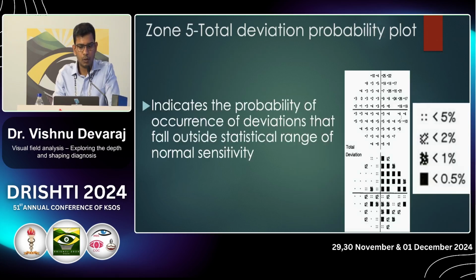Now total deviation probability indicates the probability of the occurrence of deviations that fall outside the statistical range of the normal sensitivity. In other words, it is shown in p values less than 5%, 2%, which means the probability of finding a defect, for example less than 2%, means that in a normal patient this would not be present for at least 98%.